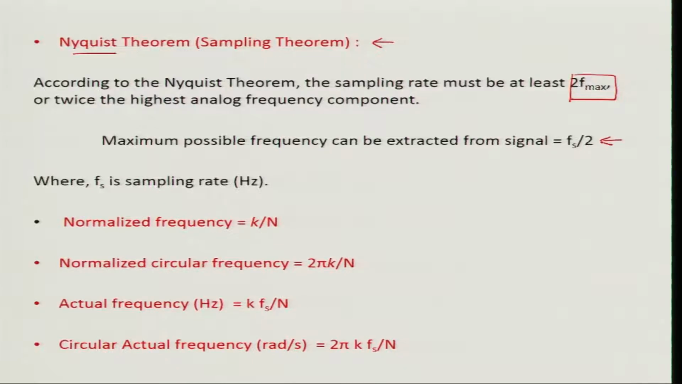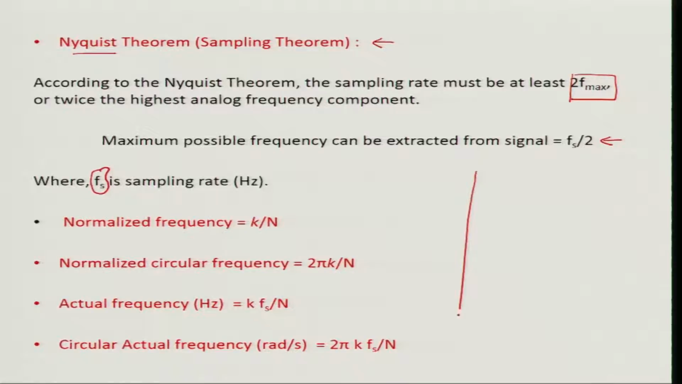Another way to look at it is that if I am sampling my signal at a frequency fs, where fs is the sampling frequency, then the maximum possible frequency which I can extract from it is fs divided by 2. Okay. So, this is an important parameter, fs, because when we calculate the actual frequencies we will use this.